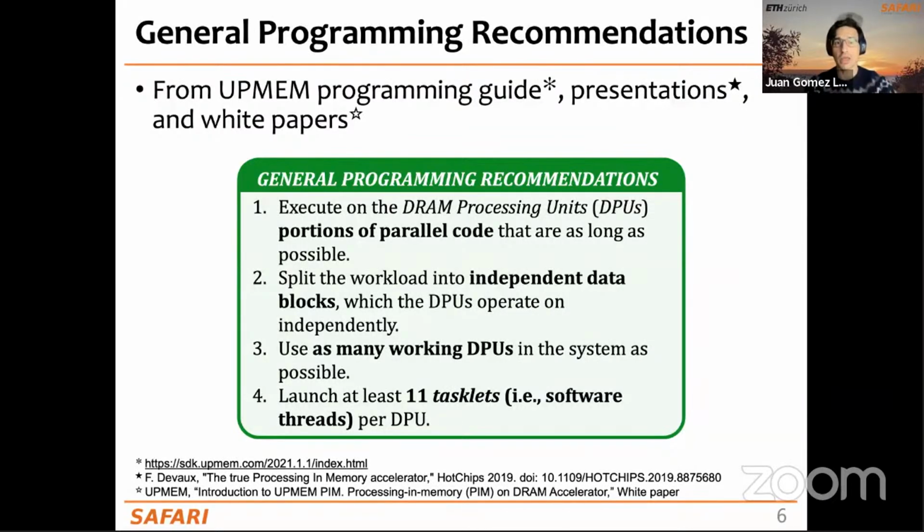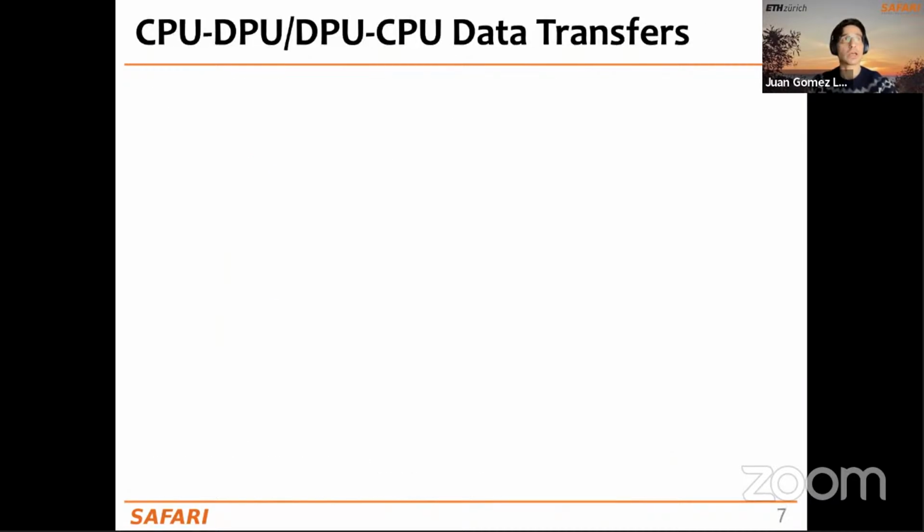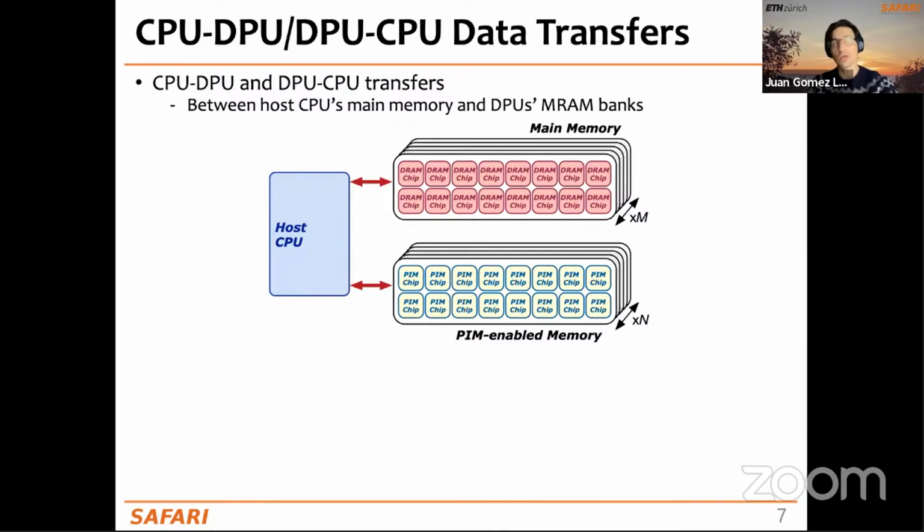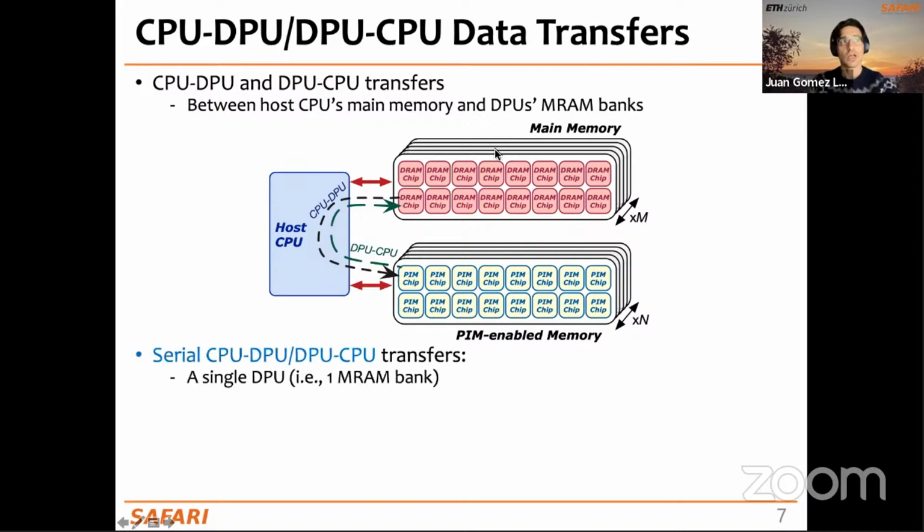And this is the main reason why 11 tasklets at least seems a good number of tasklets or software threads executed on each DPU. Remember as well that CPU-DPU and DPU-CPU transfers happen through the host CPU. This is what we call a CPU-DPU transfer, when we copy data from the main memory to the PIM-enabled memory or the UPMEM DIMMs, and this is a DPU-CPU transfer.